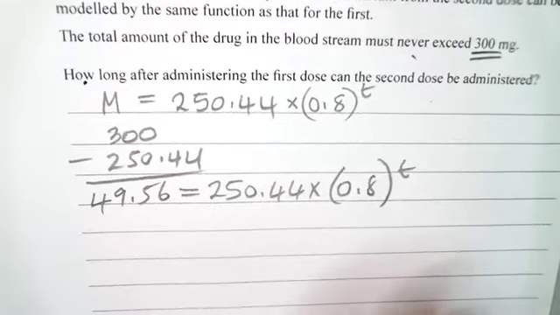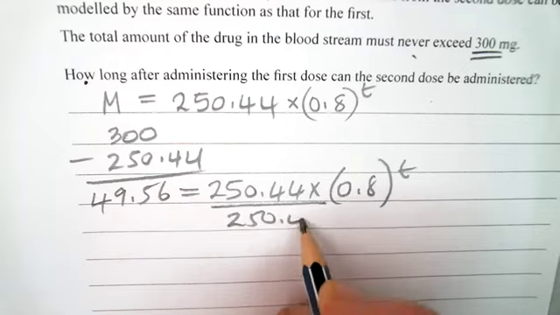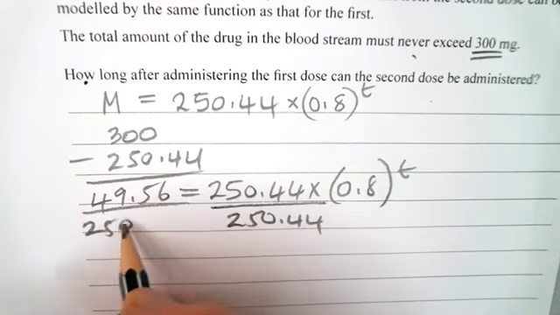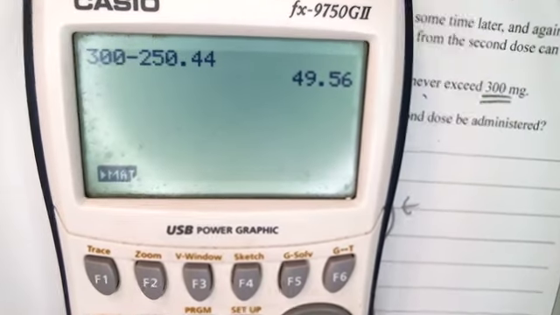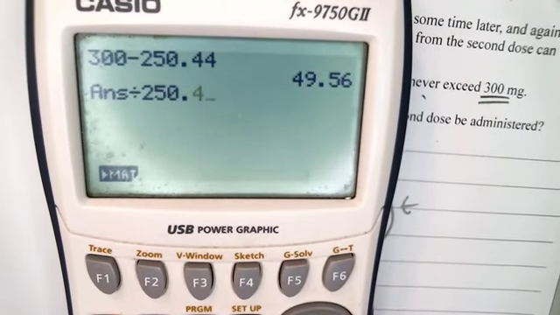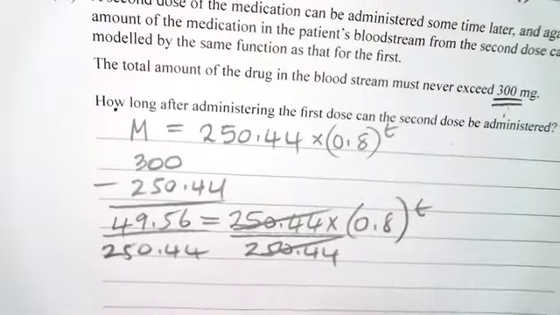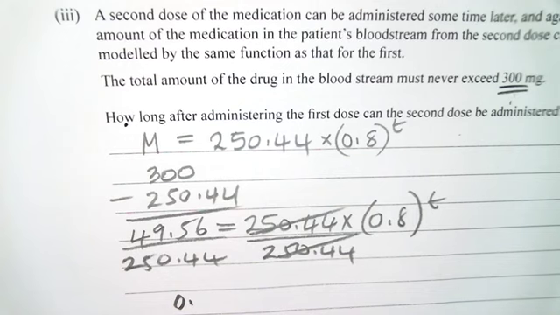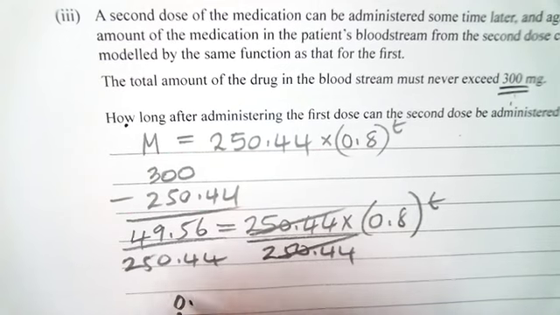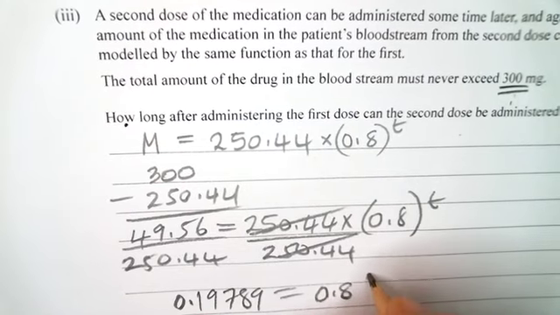Let's see what that would be. First thing is I'm going to divide both sides by 250.44. So now we're going to have 49.56 divided by 250.44. And we're going to end up with 0.19789. So 0.19789 is equal to 0.8 to the power of t.